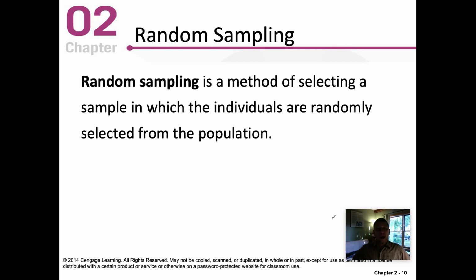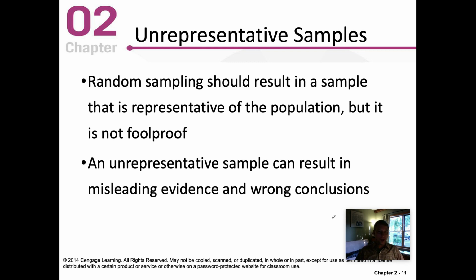So, you've got to choose randomly. You cannot choose just people whose last names begin with A. You have to choose an A and a C and an M and an L and a Q and an R and whatever. Now, random sampling should result in a sample that is representative of the population, but it's not foolproof. Just look at the example of the polling in the last presidential election.